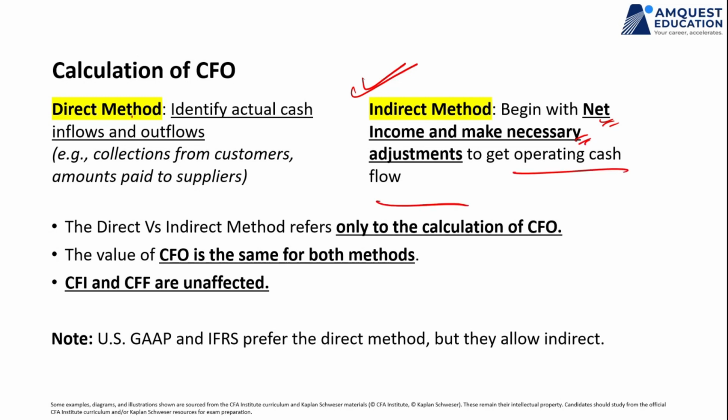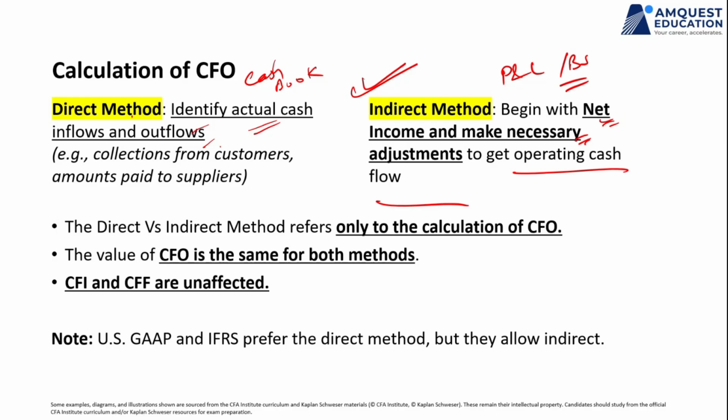In direct method, you just identify actual cash inflow and outflow, right? So if you're going to do a direct method, you will need a cash book. But if you're going to do an indirect method, you can do it using a profit and loss and balance sheet, right? Your profit and loss and balance sheet statement can help you do an indirect method calculation.